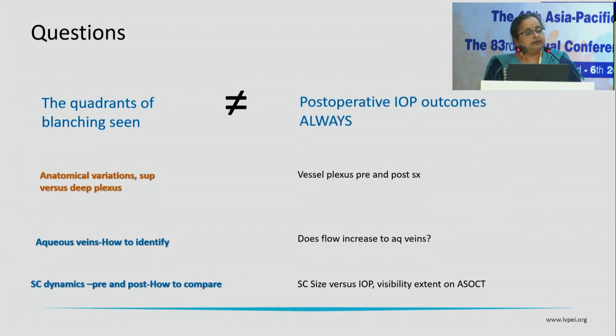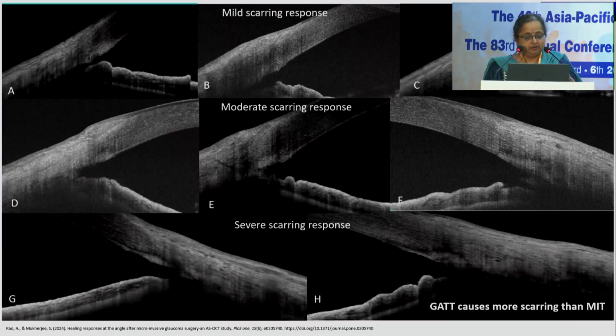The Schlemm's canal dynamics, like I said, we do not know what happens. We are just taking off the resistance by taking off the trabecular meshwork. So what happens to the collector channels? What happens to the pressure outside that? Obviously, the episcleral venous pressure is higher. So what happens to that? The body is not going to keep quiet. There are variations that are seen.